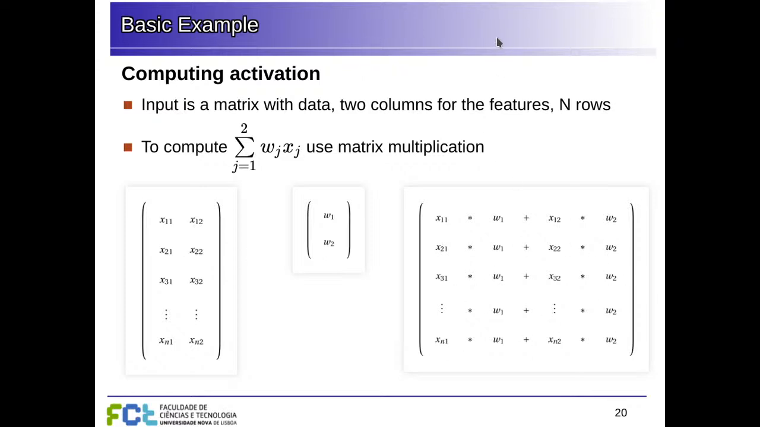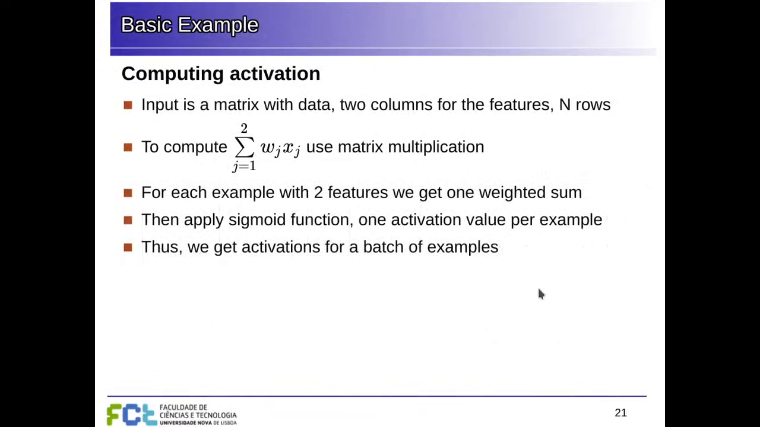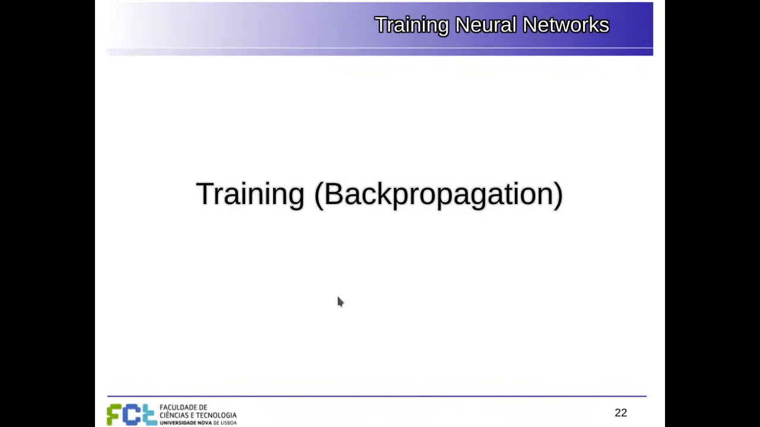So this way, by using matrix multiplication, we obtain these sums, and then we can apply the sigmoid activation function to the column matrix that we obtain here and obtain the output for all our examples. So this allows us to, with one operation and applying the sigmoid activation, obtain the activations of our network for a batch of examples. Now we need to adjust the weights.